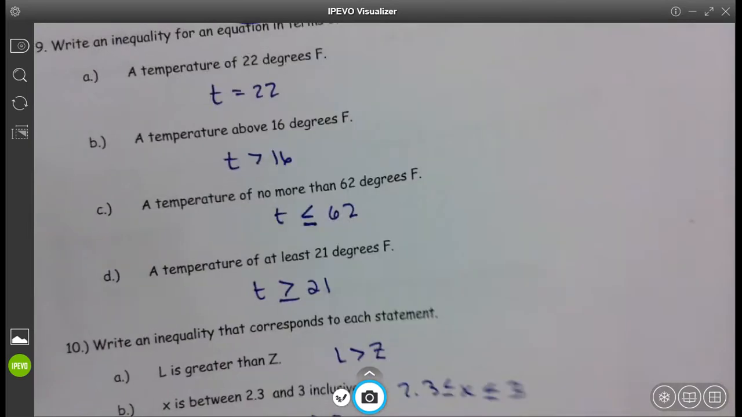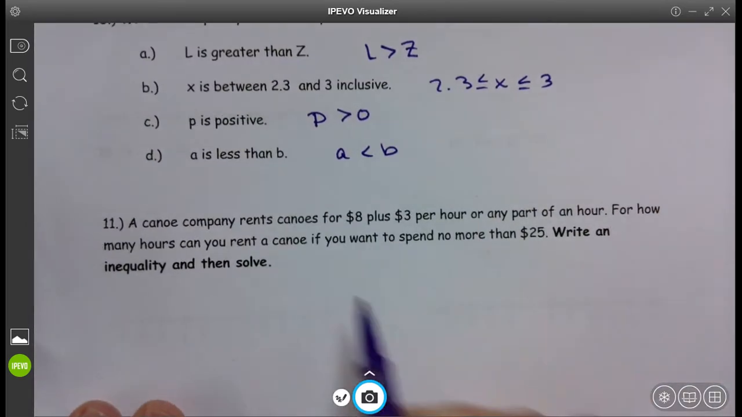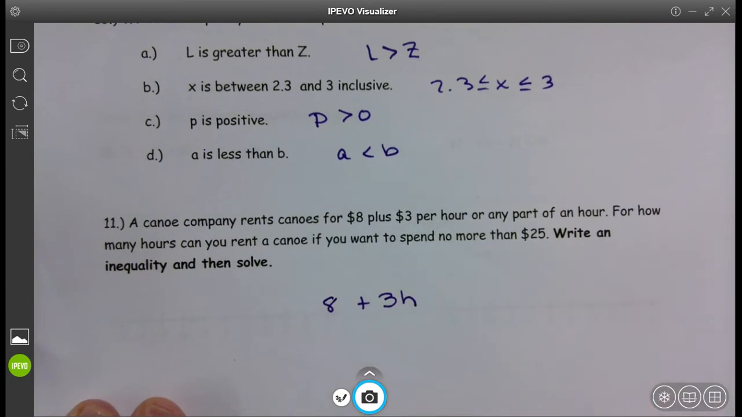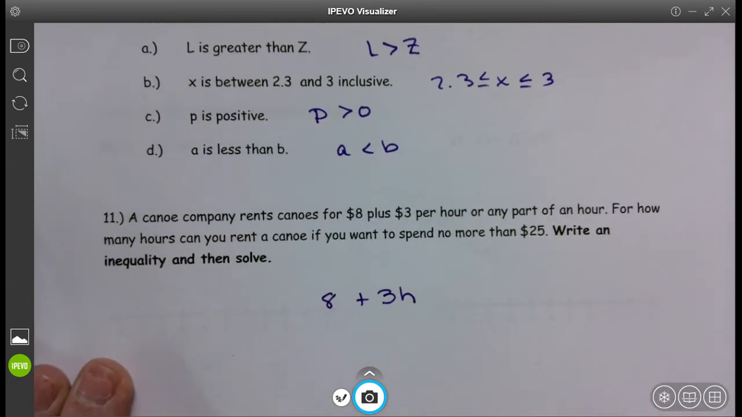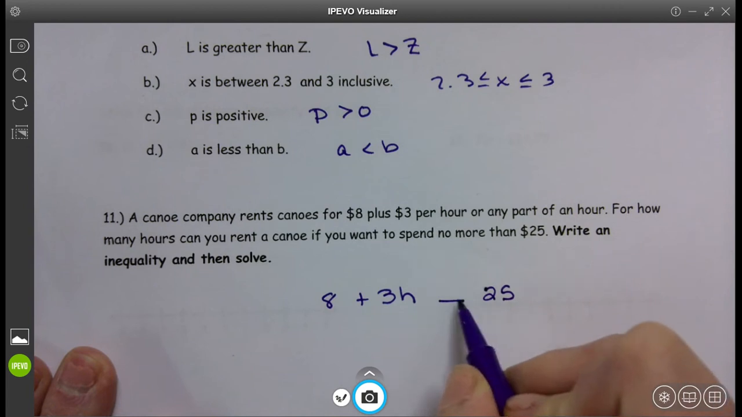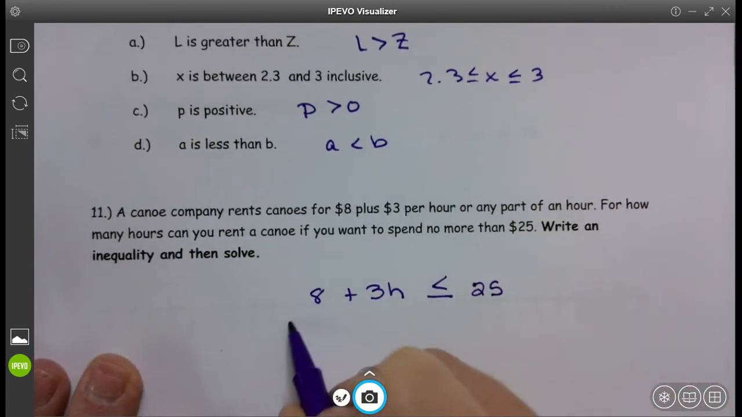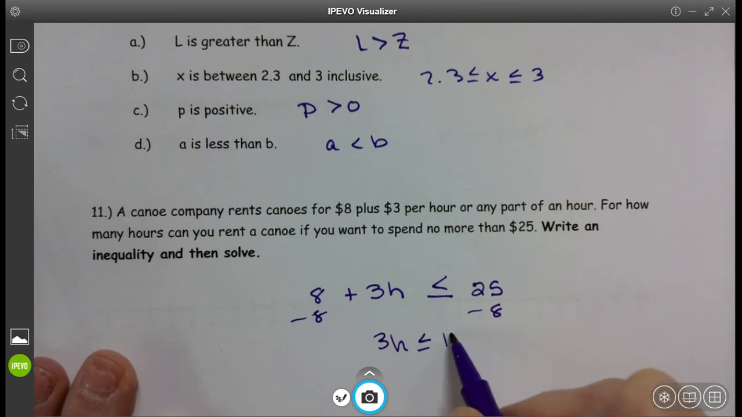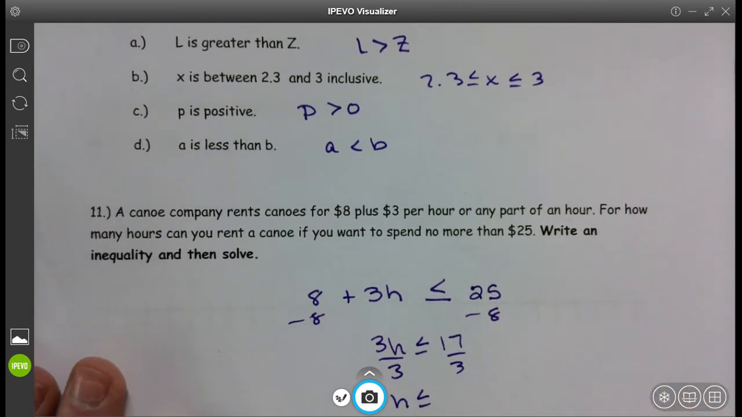Number 11. A canoe company rents a canoe for $8 plus $3 per hour for any part of the hour. For how many hours can you rent a canoe if you want to spend no more than $25? Write an inequality and then solve. So we want to spend $25, or we can spend less than it. So if I remove the $8 I have to spend for the canoe, and then divide by $3 per hour, how many hours is that? So that's not going to be a pretty number, which is fine.